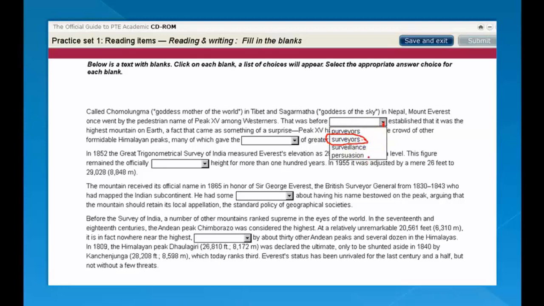Now they try to trick you by making similar words. However, there are different techniques to get away from this. First off, if you know what surveillance means, you can eliminate that. If you know what persuasion means, you can eliminate that. If you don't know what surveyors means, but you know what purveyors means, you've ruled out all the other options and you're left with just this. And with that, that concludes the introduction to the reading section.